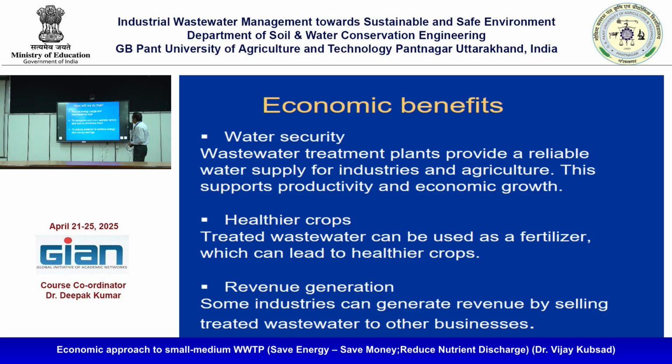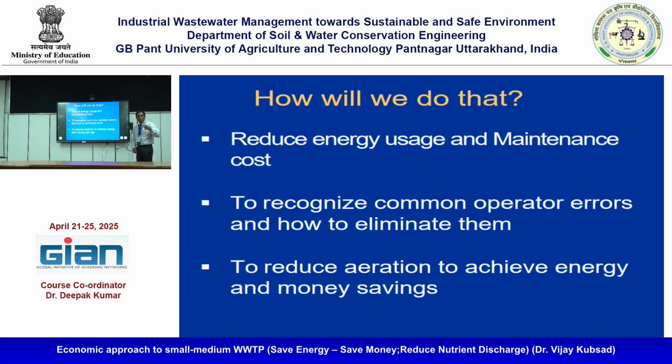So reduce energy usage and maintenance cost, and consistently upgrade. You can't put in the old pump and expect the same efficiency. Now new pumps are coming up, which are big energy savers. People go for solar and other sources of energy in order to make it more economic. Recognize the common operator error. We have dealt with that already. Reduce the aeration to save energy. We have seen when to start and when to stop, how the aeration can be done depending on understanding of the organic loading and hydraulics.